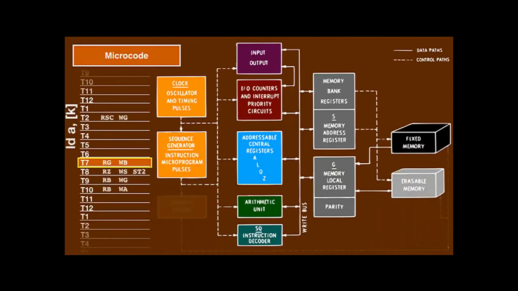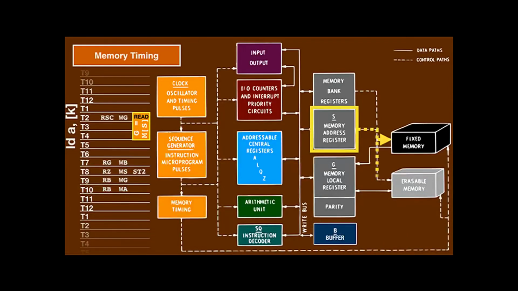So in stage 7, for example, RG puts the memory buffer onto the bus, and WB writes the bus contents into the temporary G register. And in T10, B gets put on the bus and it gets read into the A register. At the beginning of every memory cycle, the hardware sends the memory address S, usually what's encoded in instruction, to memory and copies the contents of that address into G. In the second half of the MCT, it stores G back into the same cell.